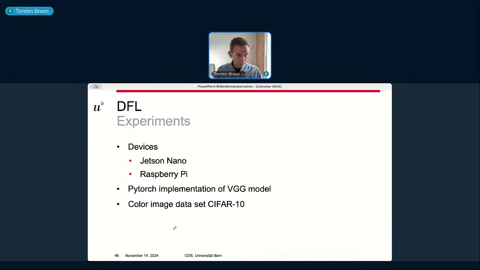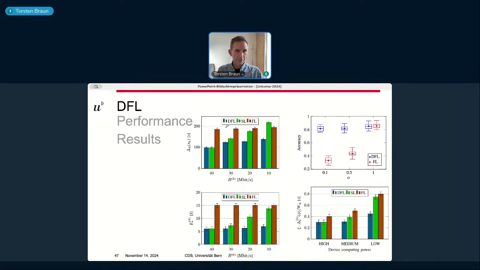Again, experiments used Jetson Nano and Raspberry Pi systems. You see here the data set we use for having some baseline to compare the various approaches. Now we compare our approach, DFL, with standard split learning and standard federated learning. Here the training time, the energy, and the accuracy, and I think this is also the time.